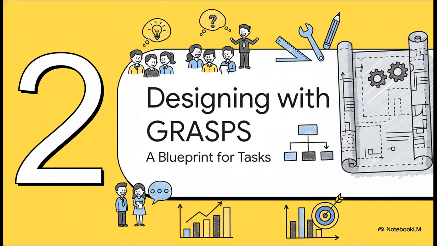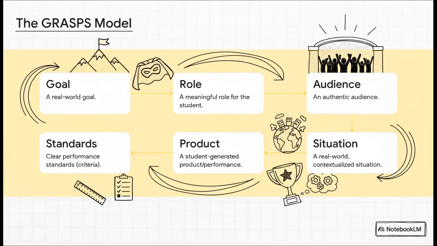Well, lucky for us, there's an awesome framework for that called GRASPS, and it gives us a perfect blueprint to follow. GRASPS is just a handy acronym that walks you through all the essential pieces. You start with a real-world goal. Then you give the student a meaningful role to play. You define an authentic audience for their work, put it all into a realistic situation, and you're crystal clear about what product or performance they need to create. And finally, you lay out the standards for success, the rules of the game.